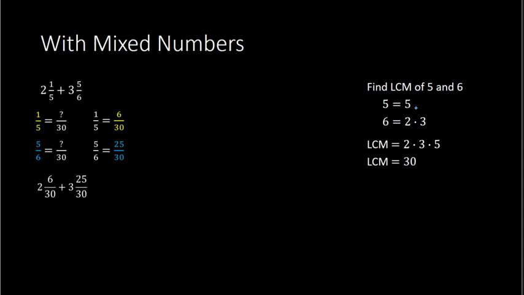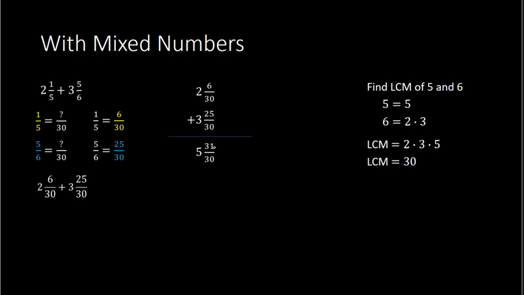So I can rewrite this as 2 and 6 over 30 plus 3 and 25 over 30. So when I add them together, I can add the number parts together. So the 2 and 3 would give me 5. And then the 6 over 30 plus 25 over 30 would give me 31 over 30.